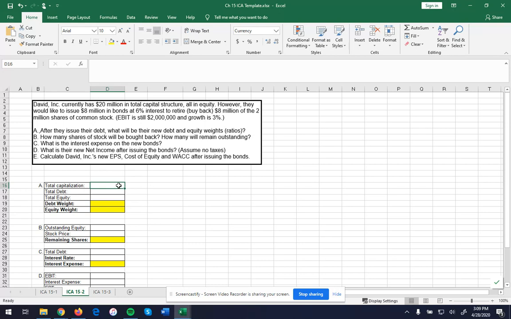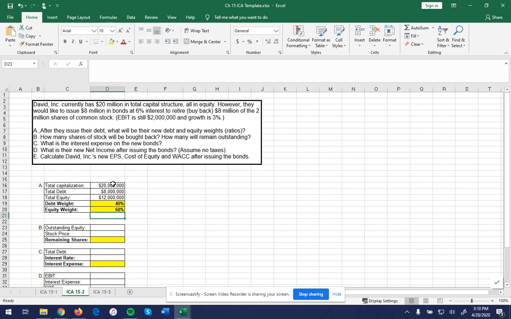A, after they issue their debt, what will be their new debt and equity weight? So $20 million is their current capital structure, all equity. They are going to issue $8 million in debt, which means the remaining is $12 million in equity. Okay, so to find the weights, debt weight is your total debt divided by your total capitalization. And for equity would be your total equity of $12 million divided by the $20 million total capitalization that we'd have. So that's their new weights or their new ratios.